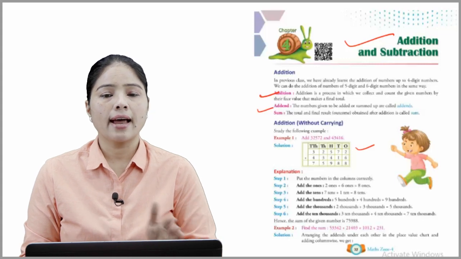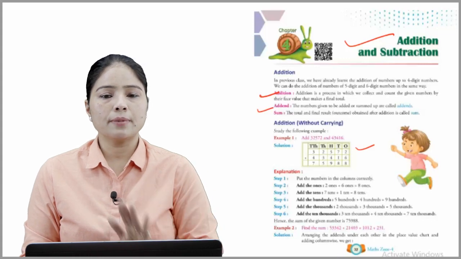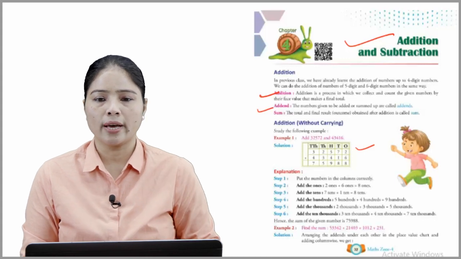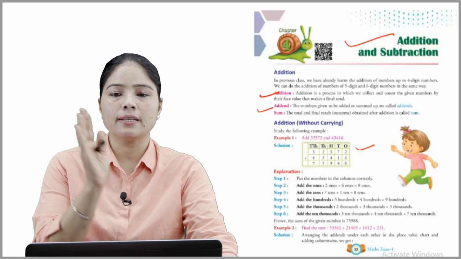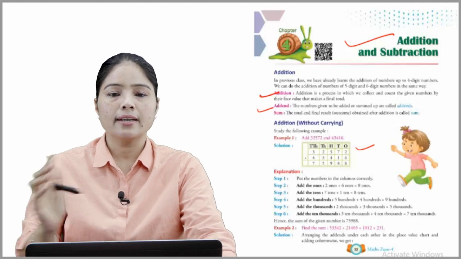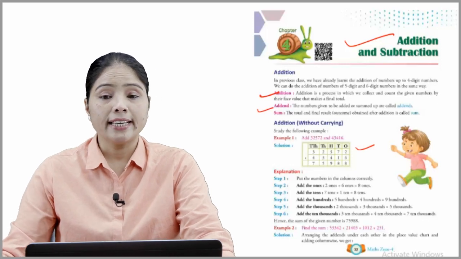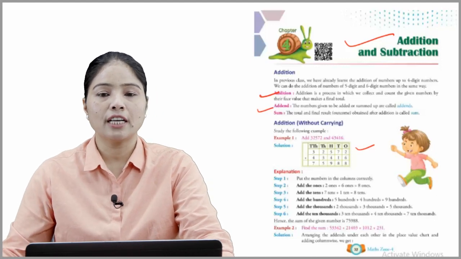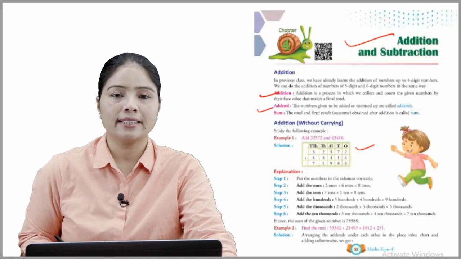Step number 3. Add the tens. 7 tens plus 1 ten is equal to 8 tens. Step number 4. Add the hundreds. 5 hundreds plus 4 hundreds is equal to 9 hundreds. Step number 5. Add the thousands. 2 thousands plus 3 thousands is equal to 5 thousands. Step number 6. Add the ten-thousands. Means 3 ten-thousands plus 4 ten-thousands is equal to 7 ten-thousands. Hence, the sum of the given numbers is 75988. I hope you understood how to add the numbers.